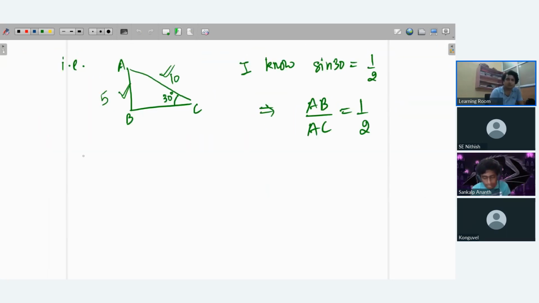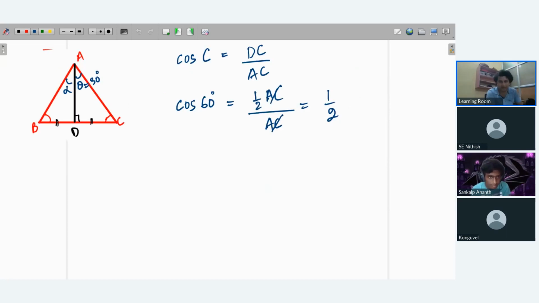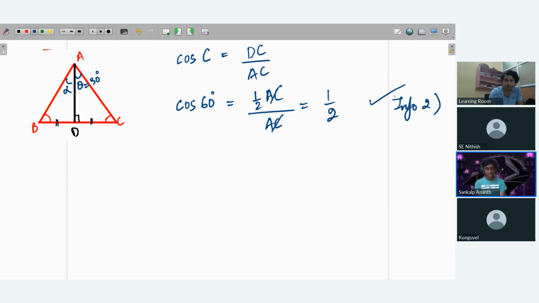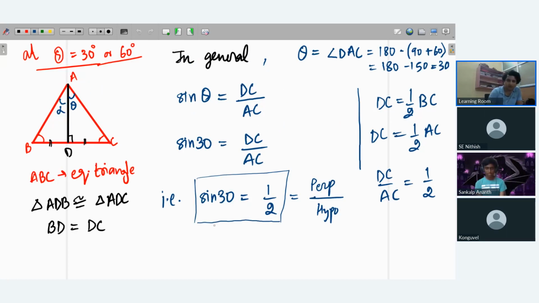So what do we know now? We know the value of sine 30, we know the value of cos 60. So this information 2, sine of angle A is always equal to cos of angle C. Angle A is 30 degrees, whole A, and this one is info 1, theta is only like half of A.